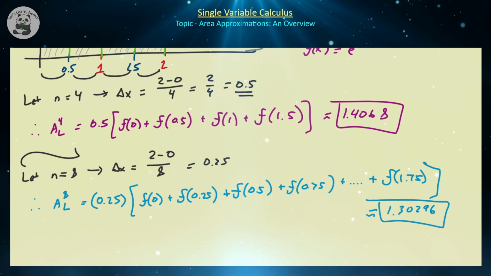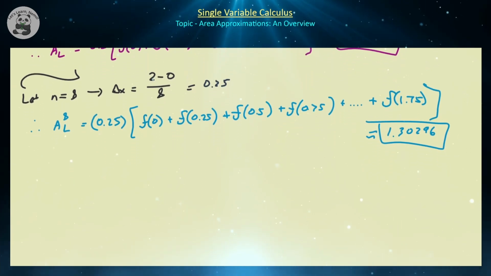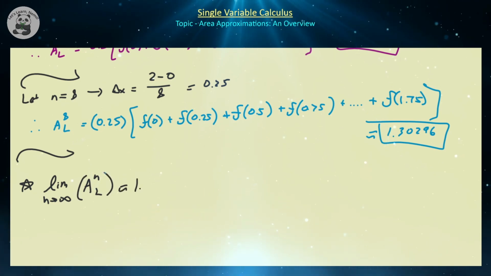Is this the exact answer? Of course not. So how do we make this approximation even better? Obviously make n as large as possible. So obviously, the theoretical way to make this as exact as possible is to take the limit as n goes to infinity. One can verify with some fancy algebra that the limit as n goes to infinity of A_n L will be approximately equal to 1.1963, with some decimals after it.